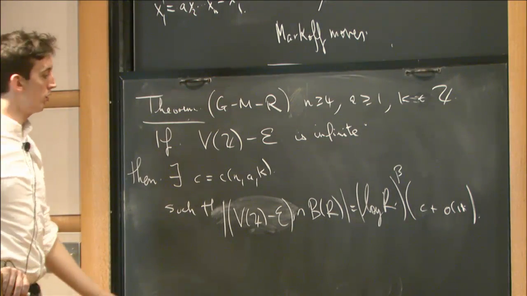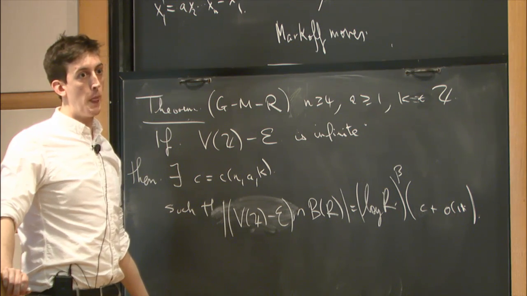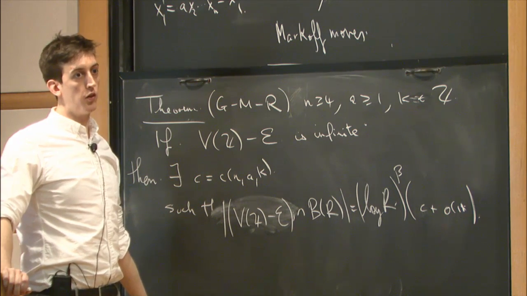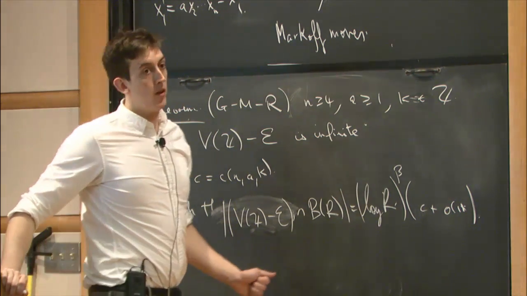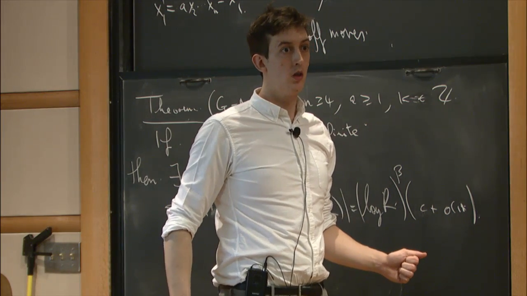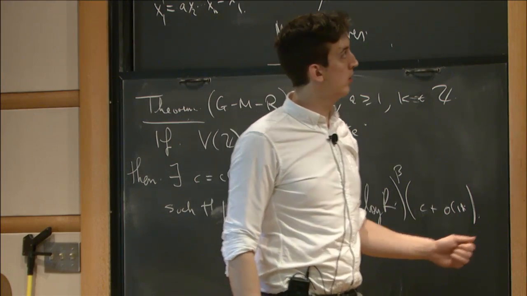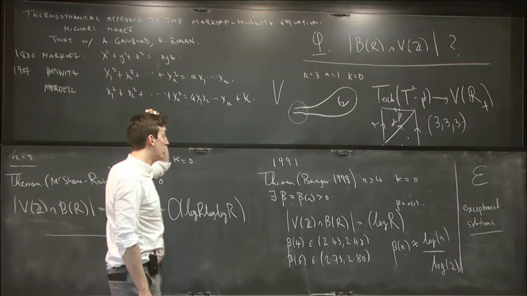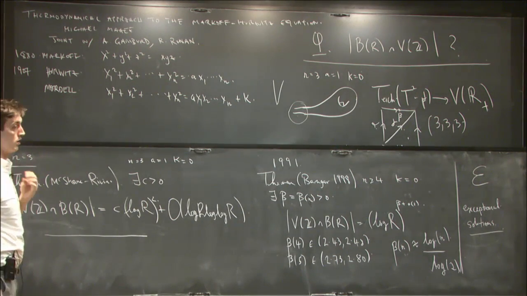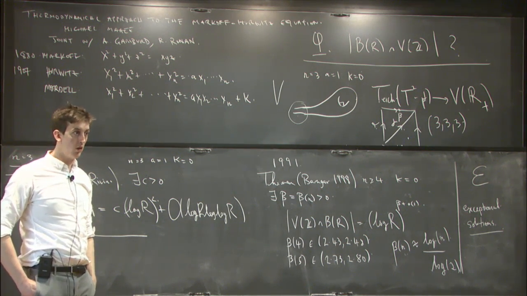Wait, how do you know that V of Z plus is good enough? That's a good question. There's some sign of k for which most solutions will have no positive entries. If you look at Markov's equation, the very first one, with a 1 plus k, at least for n equals 3, there's a whole range of signs of k for which most solutions have negative entries. Yes, for k negative.